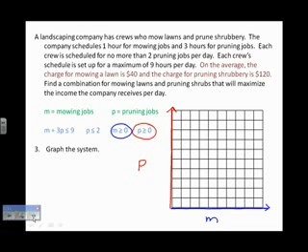And then I'm going to go ahead and graph this inequality. M plus 3p is less than or equal to 9. So my m-intercept, or my x-intercept, is going to be 9. So that's a point out here. And my p-intercept, or y-intercept, is going to be 3, because 9 divided by 3 is 3. Okay, so I'm going to draw that line.